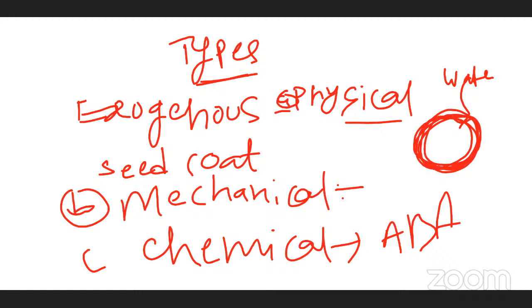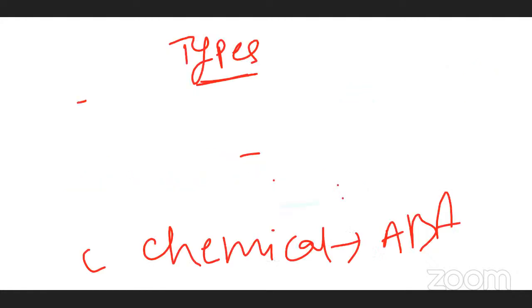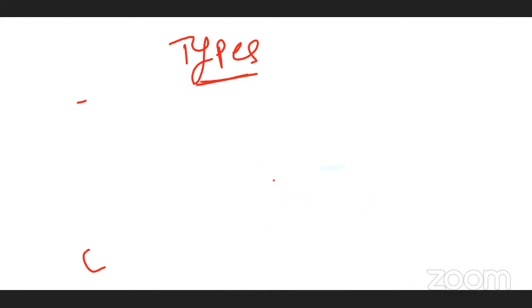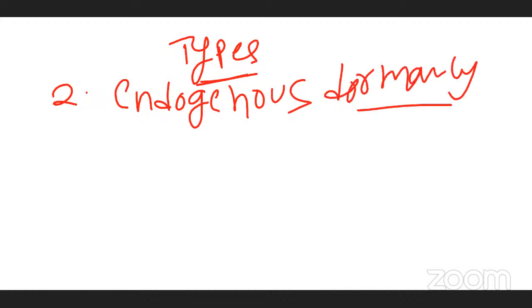And also endogenous dormancy. The second one, endogenous dormancy. In this, the first one is morphological dormancy, where the embryo is not fully developed.